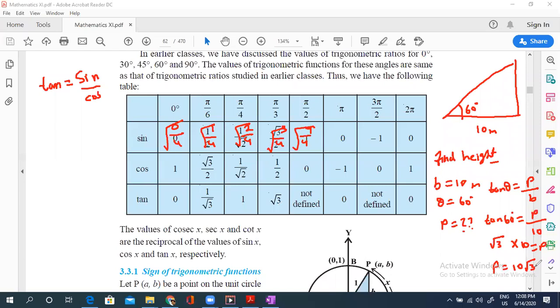Everyone just check your answer and write down the steps. If you don't understand, write down the steps. Got it? Yes or no? Okay, very good. Then find hypotenuse. All of you find hypotenuse.